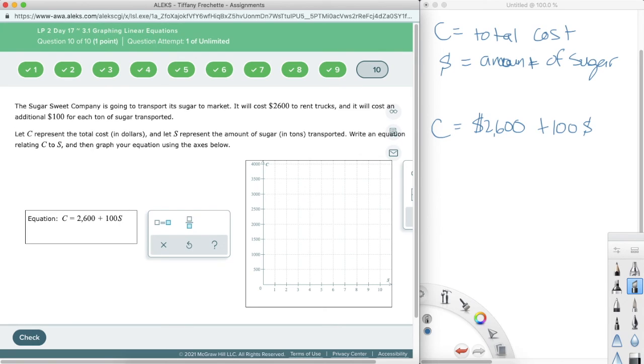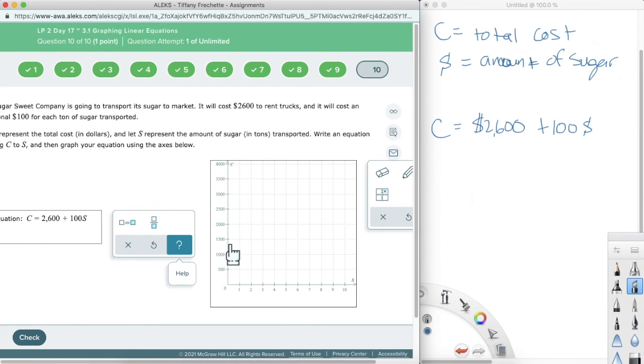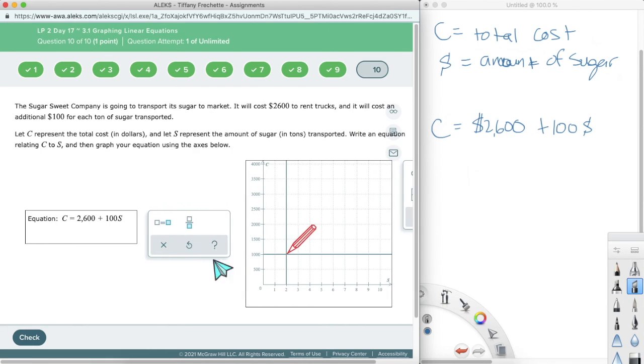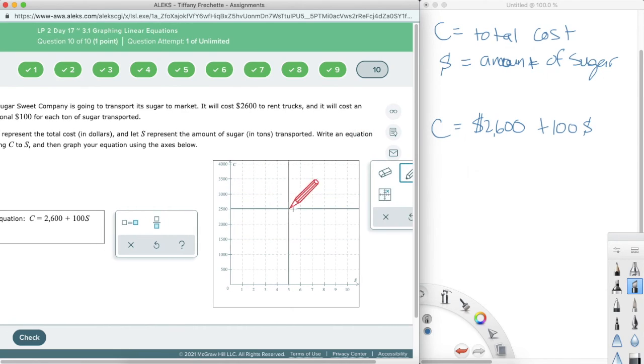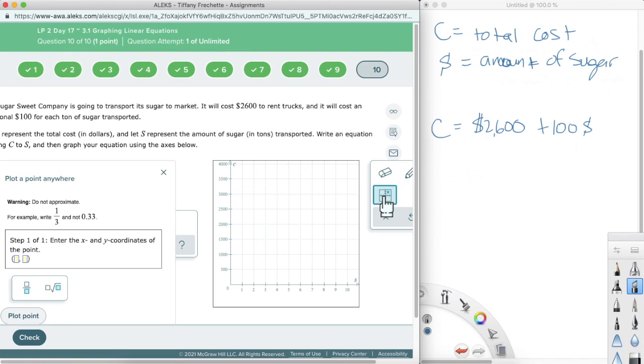Okay, and now they want us to graph this. So if no matter what, we're going to pay $2,600, that's our starting point. So at 0 tons of sugar, I'm going to pay $2,600. And if you notice, I can't graph that like this, but if I click on this little plot a point, then I can go, if I have 0 tons of sugar, then it costs me $2,600. And there you go. It popped up there for me. So I can click plot point and it'll stay there.